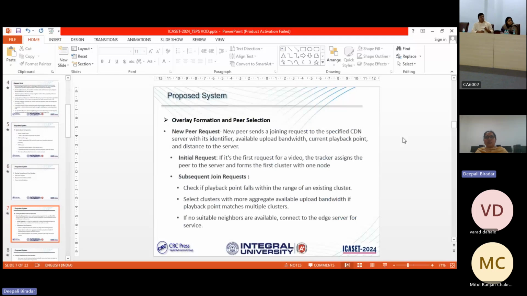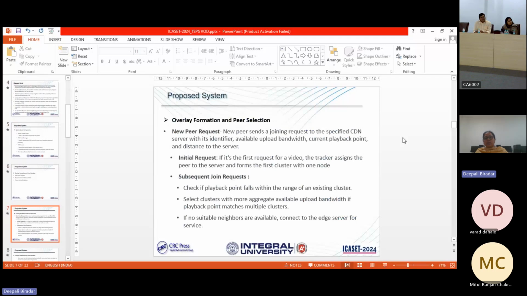Under every CDN server, for every video, there will be different clusters, or sub overlays, that are formed based on the playback point. Whenever any request comes, how are the nodes assigned to a cluster? If it is the first request, it is directly connected to the server. The server will serve the request, and it will form one cluster. For subsequent requests, it will check whether the playback point of the requesting node falls within any cluster, and it will map to that cluster. If multiple clusters are available that it can be mapped to, then it will check the aggregate available bandwidth of each cluster.